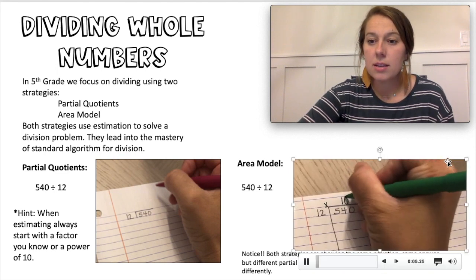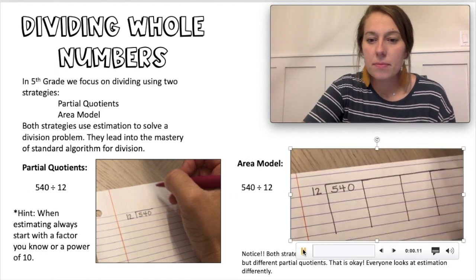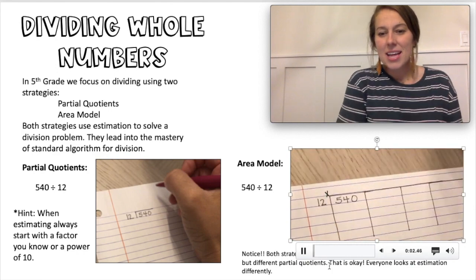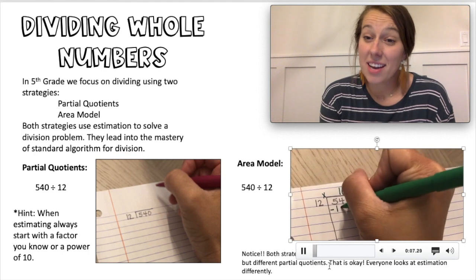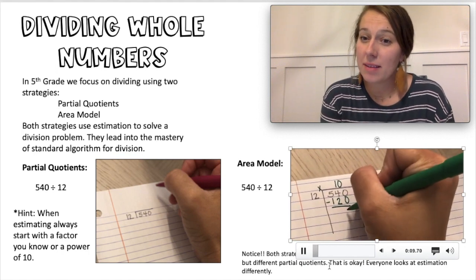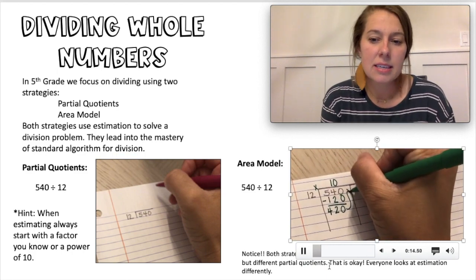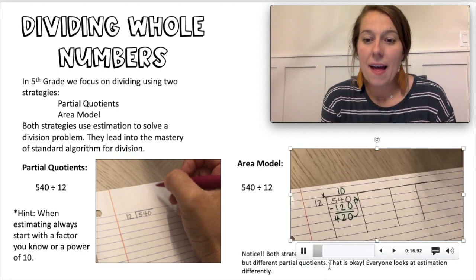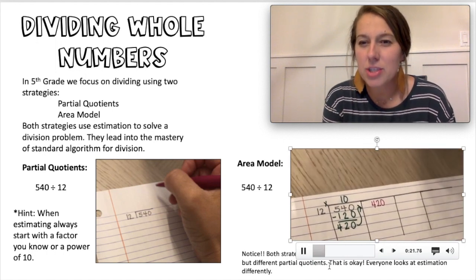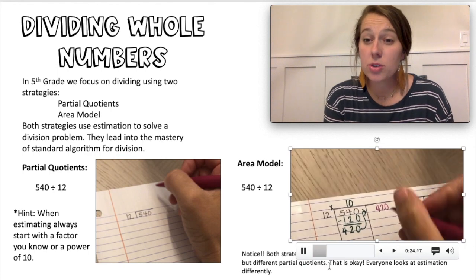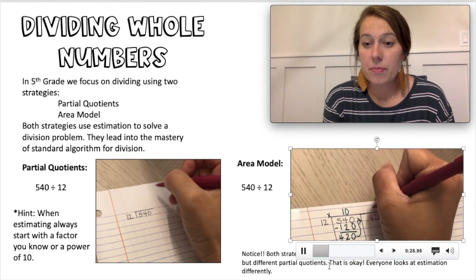Let's make this a little bigger here. There we go. Okay. Here we go. So I'm going to use a fact that I know, which is 10. So 12 times 10 is 120. I know it's probably going to take me a little bit longer to do this one. So I subtract, and then I'm going to move it up to that second column. So if you notice, it's pretty much the same steps as partial quotients. The area model is just more of a visual.